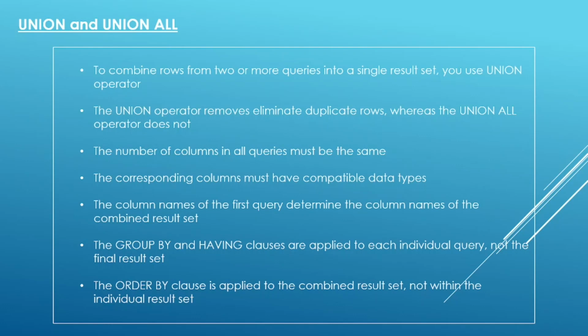Let's first understand the differences and similarities between union and union all. First thing, to combine rows from two or more queries into a single result set, we use the union operator. If you use only the keyword union, it eliminates duplicate rows, whereas the union all operator does not, which means duplicates are there when you use union all. Next, the number of columns in all the queries in the union has to be the same and they also need to have compatible data types. The output data set will have the column names based on the first query.